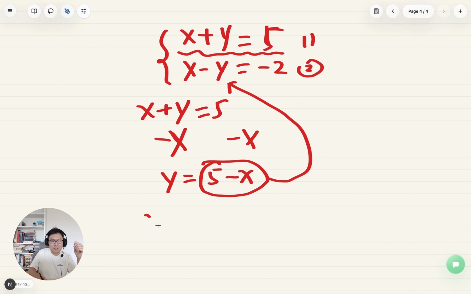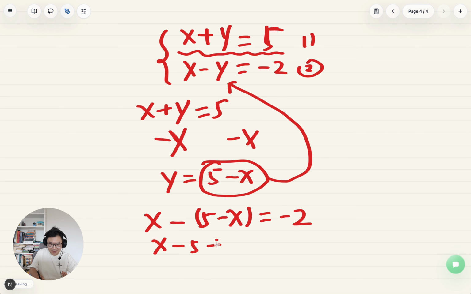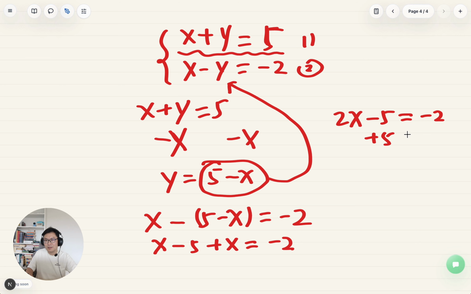So the second equation, x minus y, and y is going to be 5 minus x, which is equal to negative 2. And then unpack this thing. Be very careful about this minus sign over here. So x minus 5 plus x is equal to negative 2. And this equation changes to 2x minus 5 is equal to negative 2. And then we're going to add 5 on the left side and add 5 on the right side, and we get 2x is equal to 3.